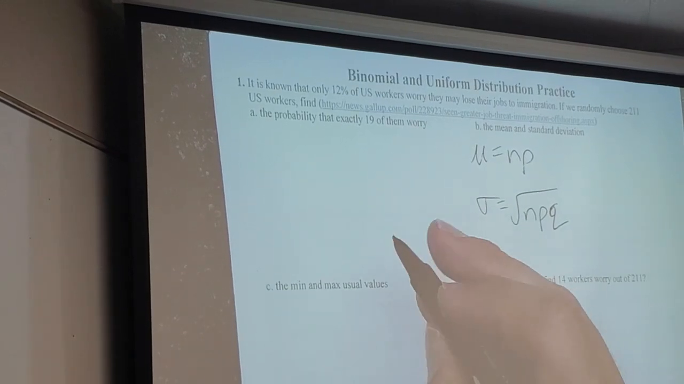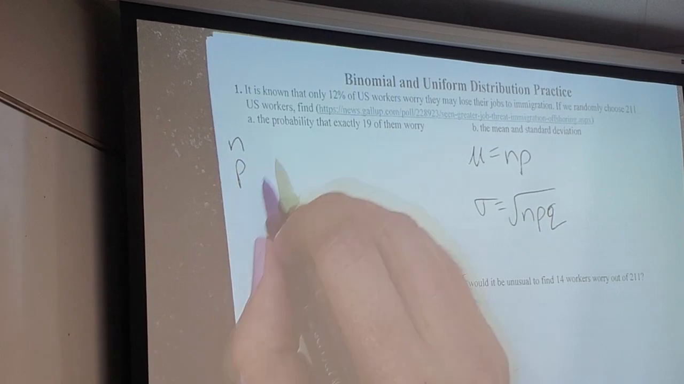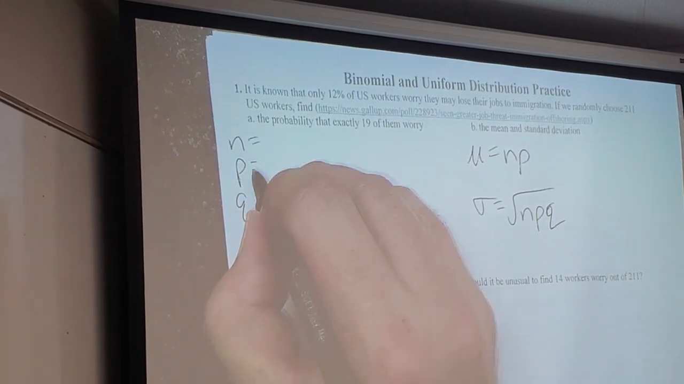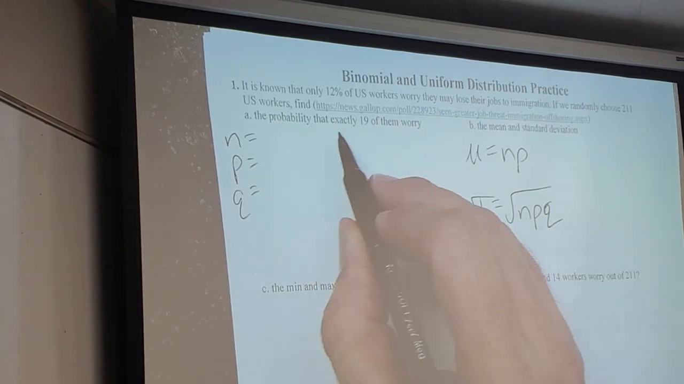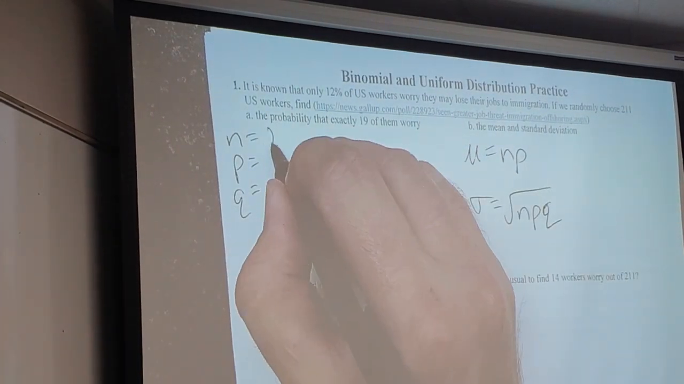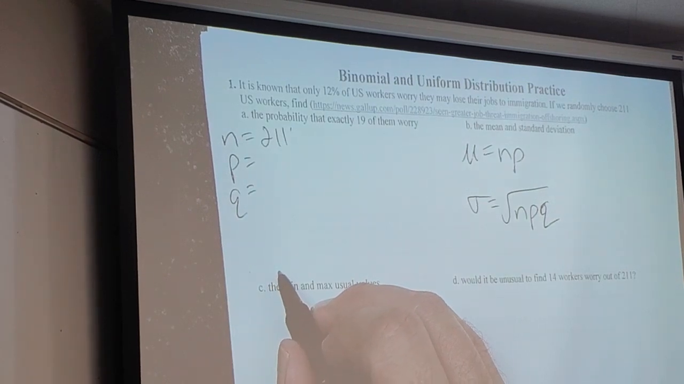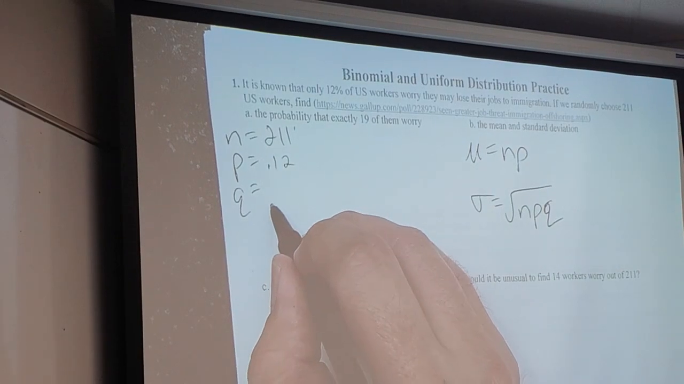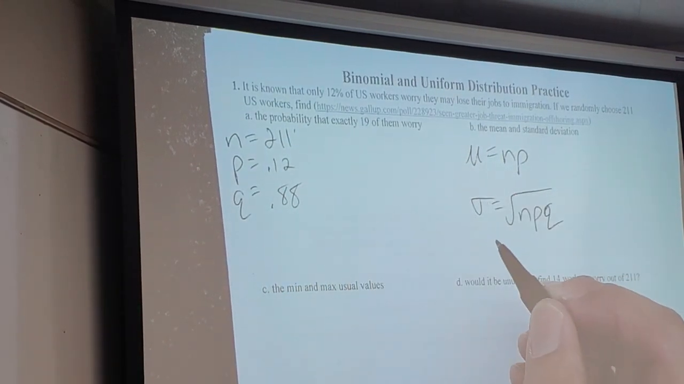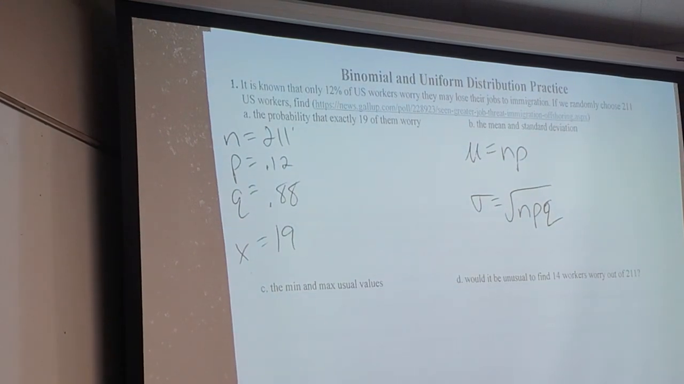Going to start to catch up to you. What the most important things to figure out are N, P, and Q. What are those things for this problem? 211 is N. Yeah, 0.12. 0.88, kick ass. And in this case, for this first problem, X is 19.